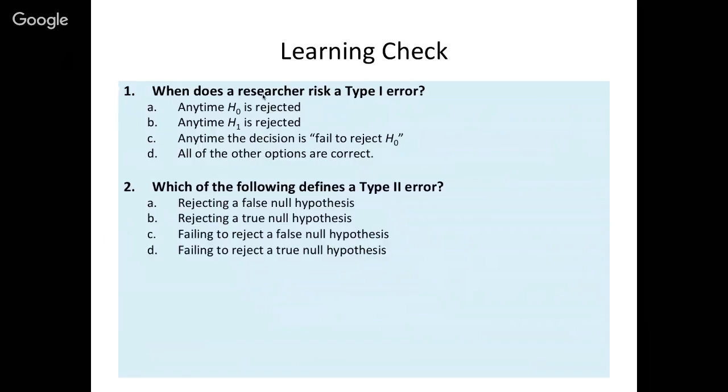So the next question asks you about the definition of type 2 error. Type 2 error is the false negative. False negative means we fail to reject a null hypothesis. So it's not A, not B. We fail to reject the null hypothesis when the null hypothesis is false. So failing to reject a false null hypothesis is the definition of type 2 error. So the answer is C.